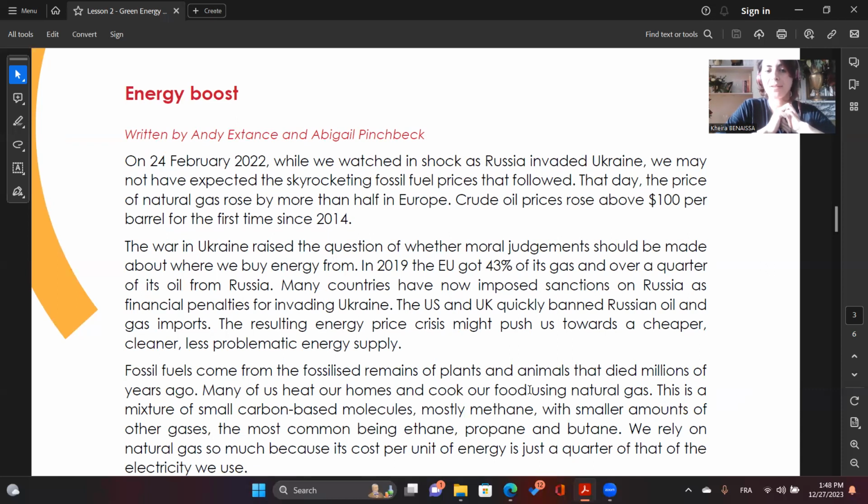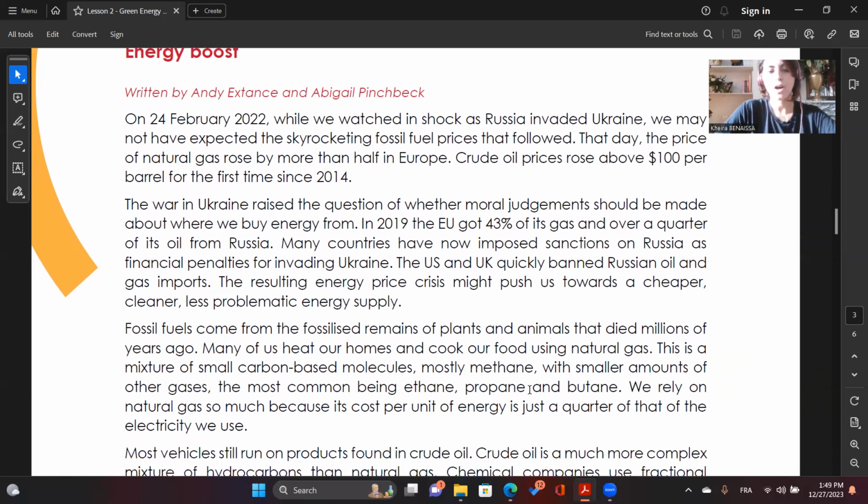Many countries have now imposed sanctions on Russia as financial penalties for invading Ukraine. The US and UK quickly banned Russian oil and gas imports. The resulting energy price crisis might push us towards a cheaper, cleaner, less problematic energy supply.